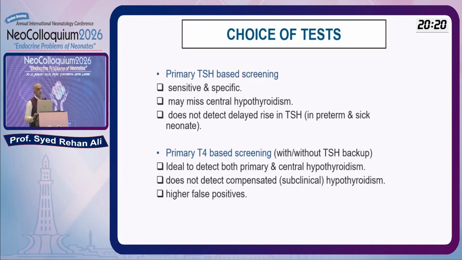So what would be our choice of test when we are looking at congenital hypothyroidism? There are two types of screening. One is the primary TSH based screening, which is quite sensitive and specific, but it may miss central hypothyroidism. It does not detect the delayed rise in TSH like in preterms. The second is the primary T4 based screening with or without TSH backup. Obviously, it is ideal to detect primary as well as central hypothyroidism, but it does not detect compensated hypothyroidism. So, in this type of screening, you can find higher false positive results.